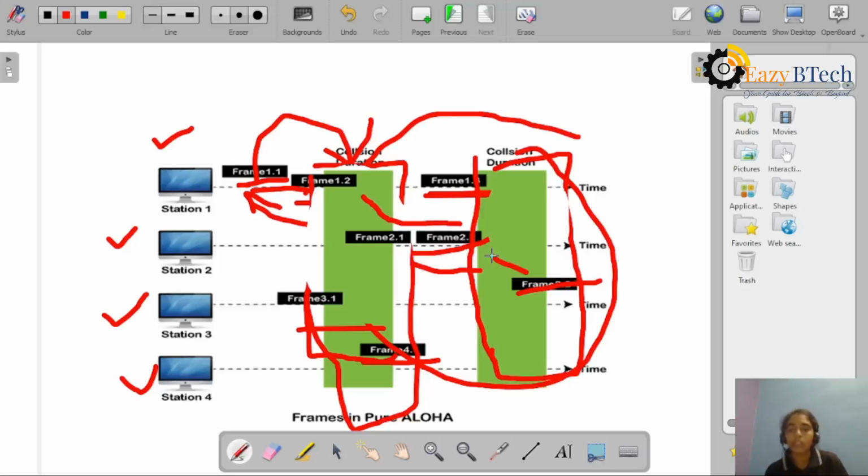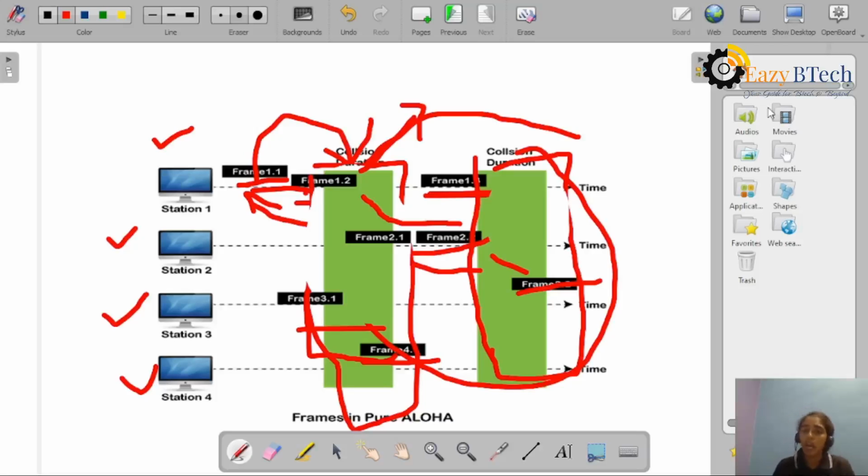Next, a number of stations are using a single channel. This is the collision duration. The frames will collide at a time. So this is the process of pure Aloha. It does not sense the channel, whether the channel is idle or busy. A number of stations transmit data in a simultaneous manner, right?